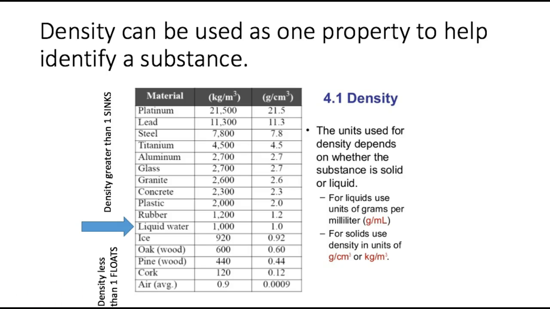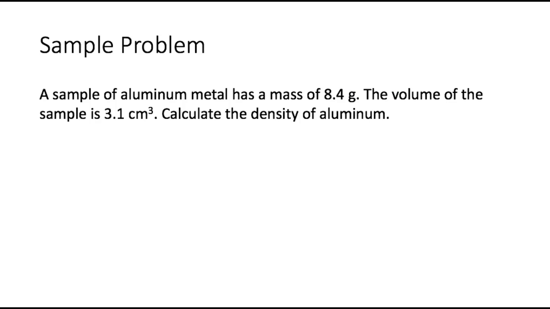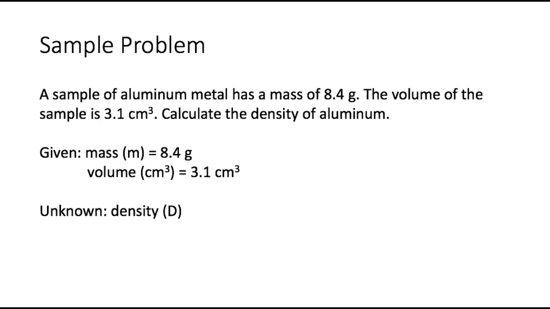So let's take a look at how we solve density problems. Here's a sample problem. A sample of aluminum metal has a mass of 8.4 grams. The volume of the sample is 3.1 centimeters cubed. Calculate the density of aluminum. We want to first look at our given and unknown. So in this problem, we are given a mass of 8.4 grams and a volume of 3.1 centimeters cubed, and we're looking for density.